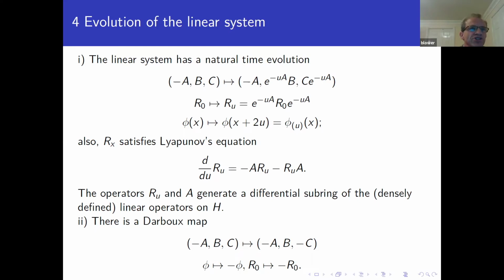So that's one of the reasons why I prefer to work with R_u rather than Hankel. Also on the linear system, there is a rather obvious operation of replacing C by minus C. And just to give it a name, I'm going to call this the Darboux map because it is associated with the operation of Darboux addition in the sense of the spectral theory of Schroedinger operators.